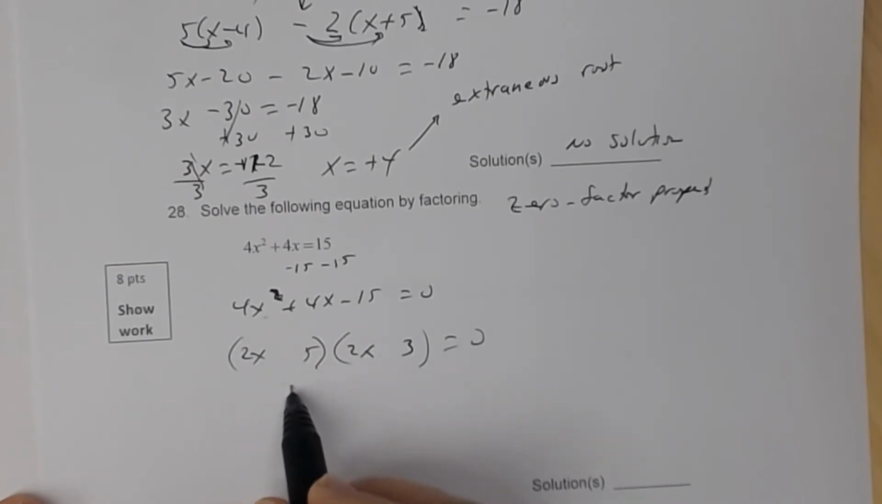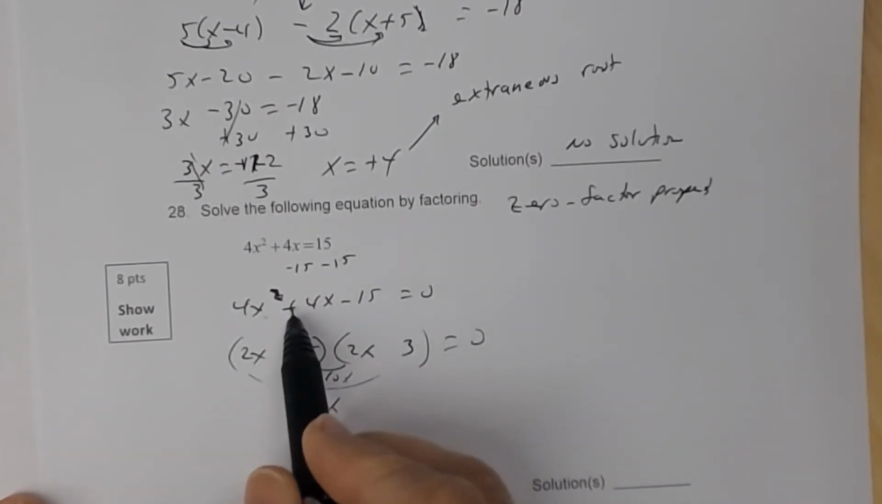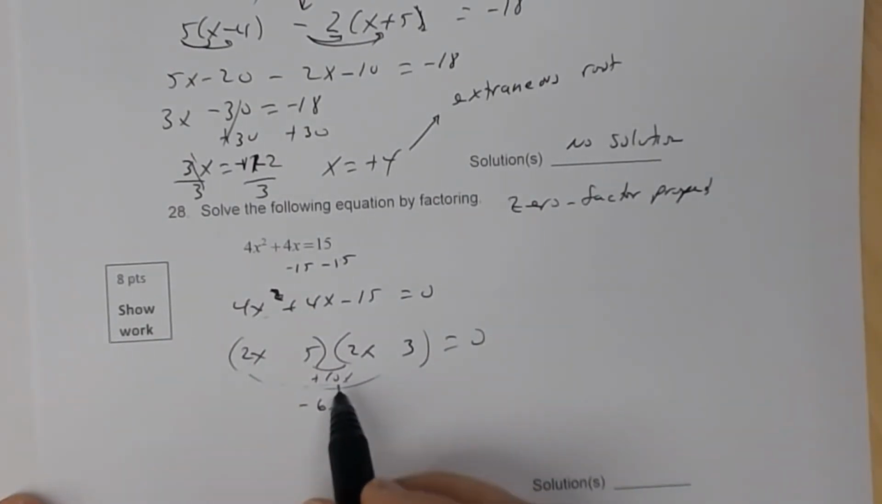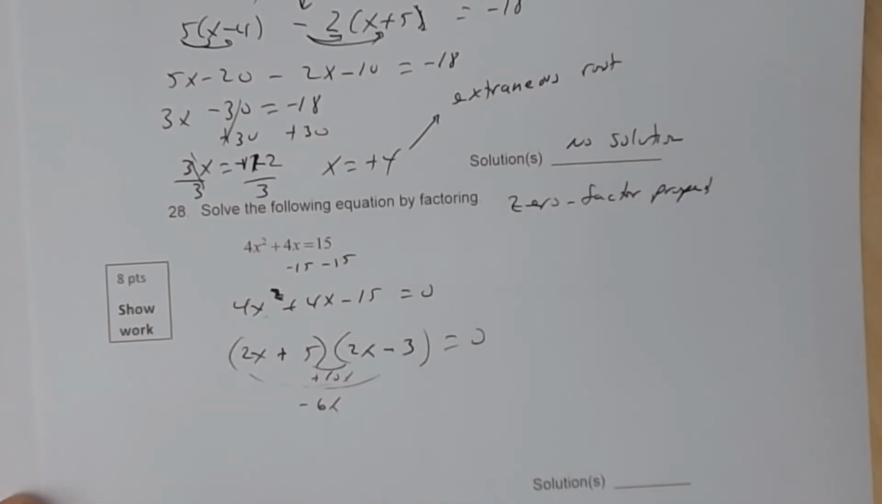If you look at the outer is 6x here. The inner is 10x. The larger 10x gets this middle sign. So that has to be plus and that has to be negative. So that means that this becomes 2x plus 5 and this becomes 2x minus 3.